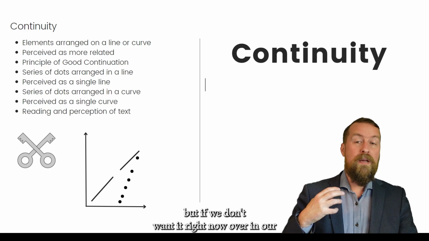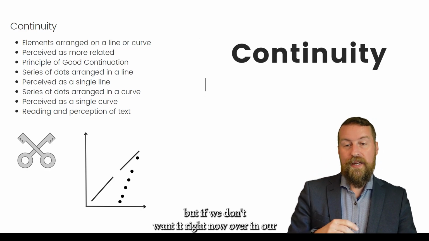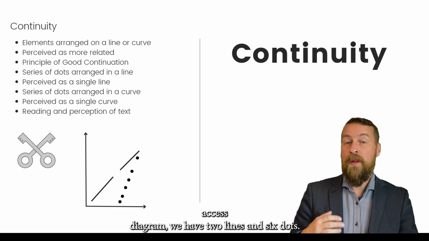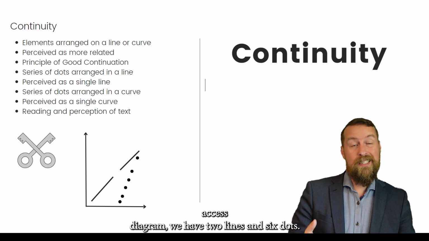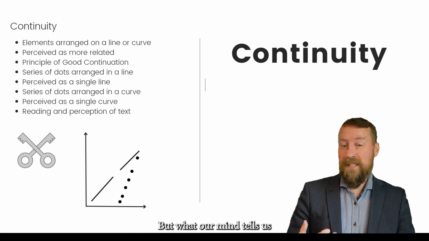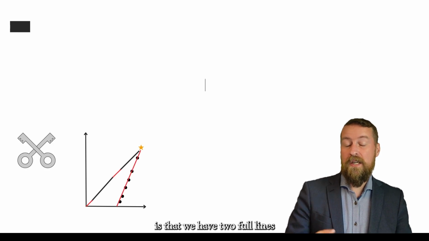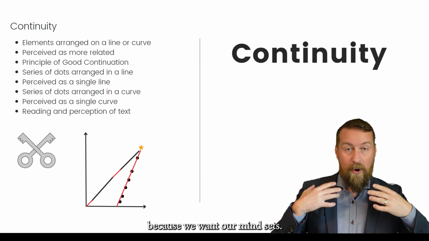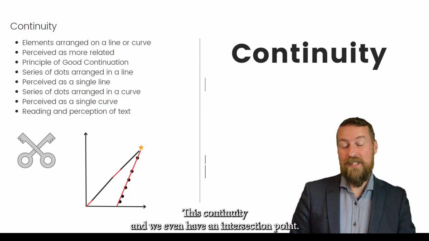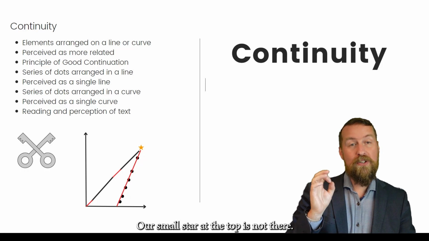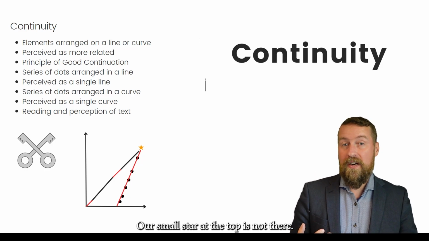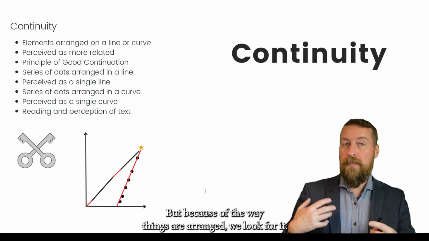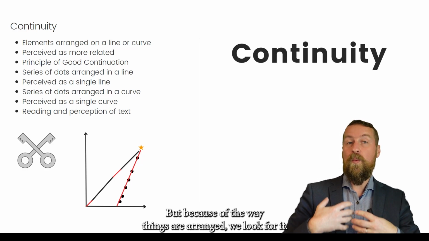But if we don't want it, right now over in our x and y axis diagram, we have 2 lines and 6 dots. But what our mind tells us is this: we have 2 full lines, because our mind sets this continuity, and we even have an intersection point, our small star at the top. It's not there. We have not described it. We have not said that it should be there. But because of the way things are arranged, we look for it.